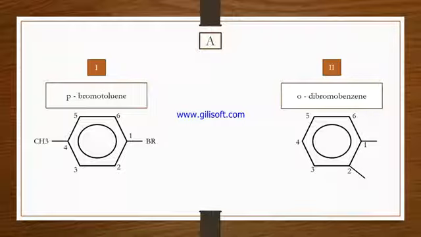Number 2, ortho-dibromobenzene. Ortho means that the substituent will attach at the carbon number 1 and carbon number 2. So the other name will be 1,2-dibromobenzene. For the structural formula, first bromine will attach to the carbon number 1 of the benzene ring, and the second bromine will attach to the carbon number 2.